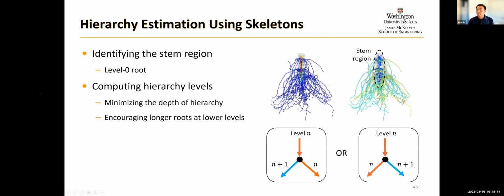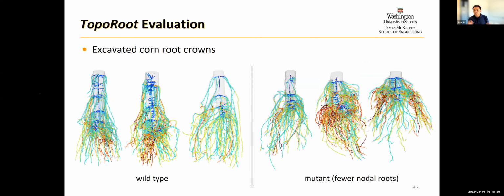In the picture on the top right here, the coloring indicates hierarchy. It's a heat color. The more blue it is, the lower the level, and the more red it is, the higher the level. Okay, so that completes the pipeline. I'll briefly touch upon evaluation. I know I'm running a bit short on time here, so I might skip one or two evaluations.